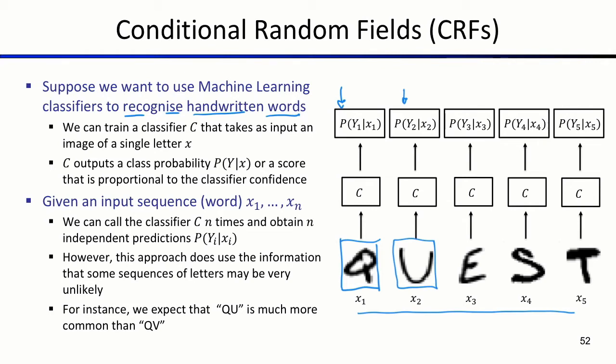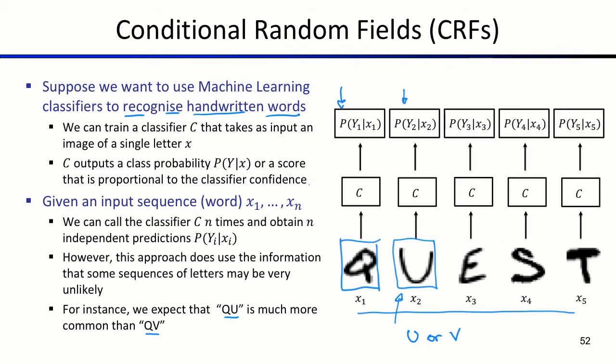So one limitation of this approach is the fact that we do not take into account how likely a sequence of letters is. If you look at this example here, the classifier may be a little bit unsure about the second letter here, the X2. It might be a U or a V, but if we look at the different words that we have in the English language, you're going to see that the sequence QU is a lot more common than the sequence QV. And we can use that information in order to improve the accuracy of this classifier that's going to recognize different words.